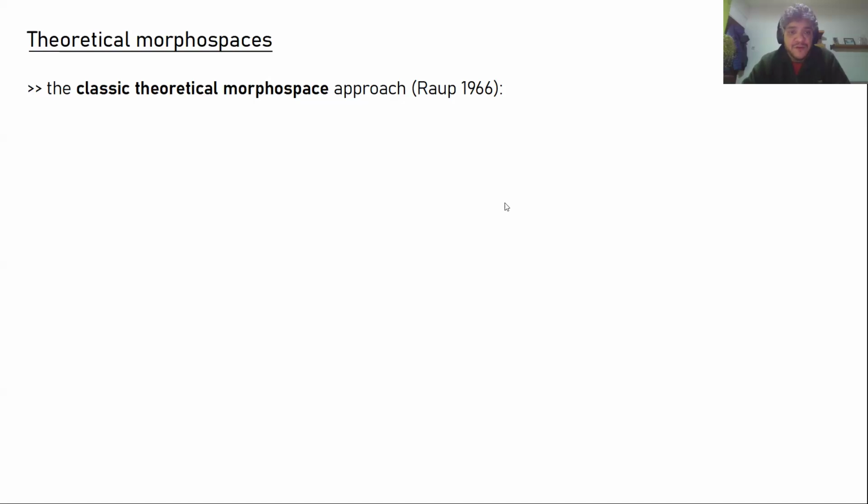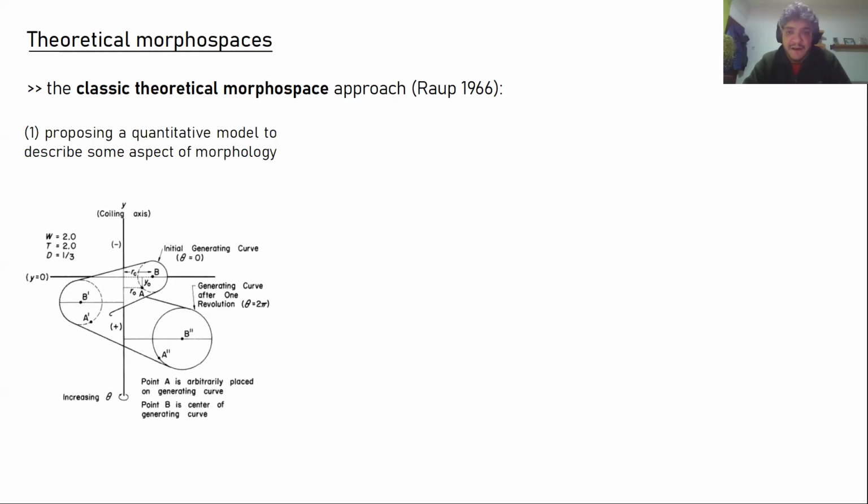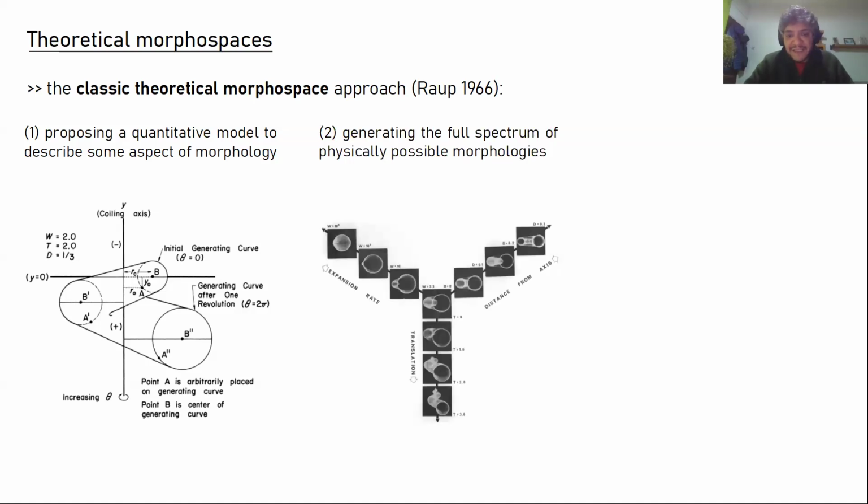The theoretical morphospace approach was first proposed by David Raup during the 60s. It was a framework for the study of morphological evolution that was based in this really cool method he devised to quantify the geometry of the mollusk shell as variations of the logarithmic spiral. Raup then explained how you could use this model, by varying the parameters of the logarithmic spiral, to simulate or produce the full range of possible shell morphologies, right?